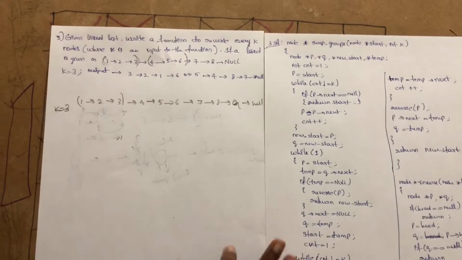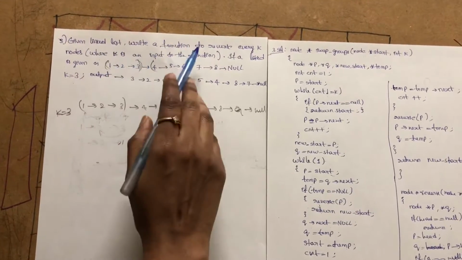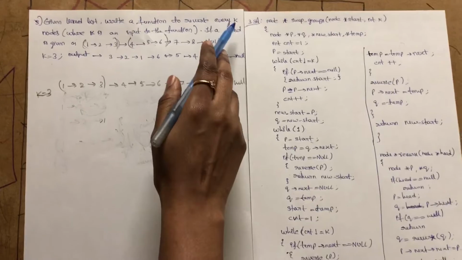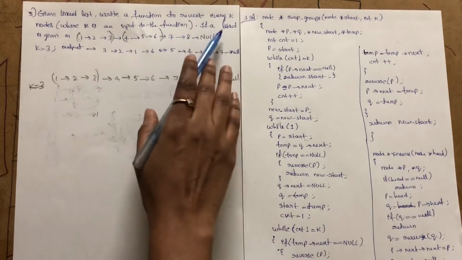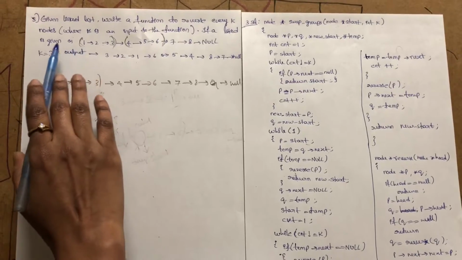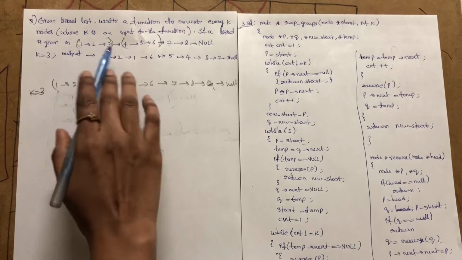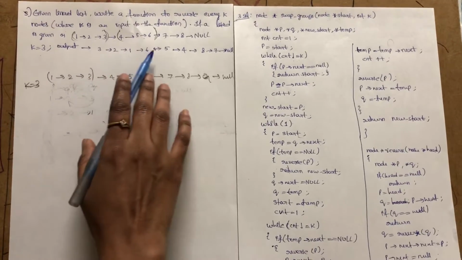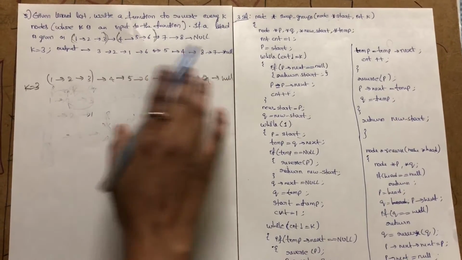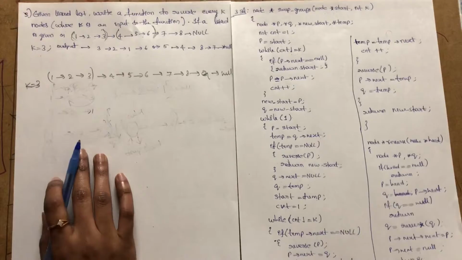So the problem is: given a linked list, write a function to reverse every k nodes, where k is an input to the function. If a linked list is given as 1, 2, 3, 4, 5, 6, 7, the output should be 3, 2, 1, 6, 5, 4, 8, 7 for k equal to 3 elements.